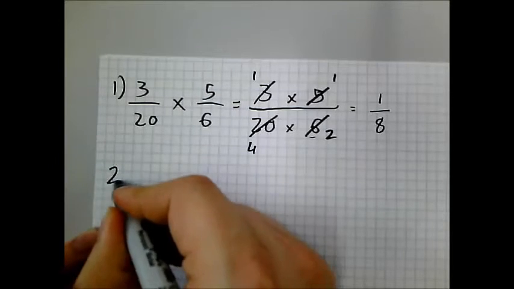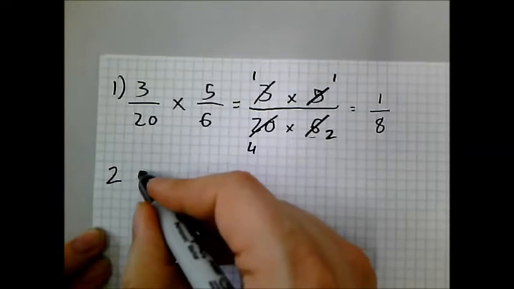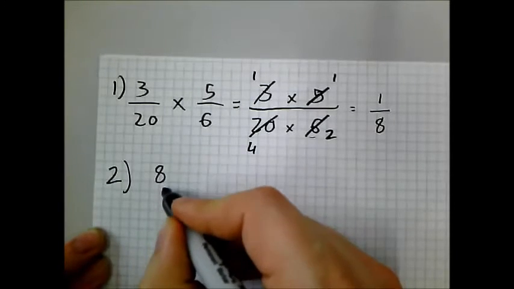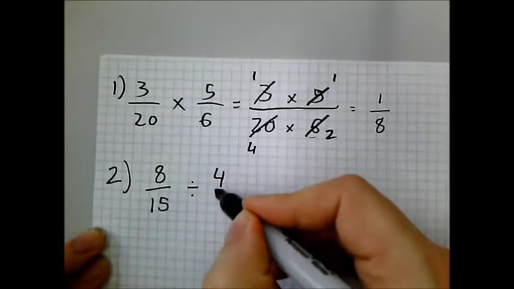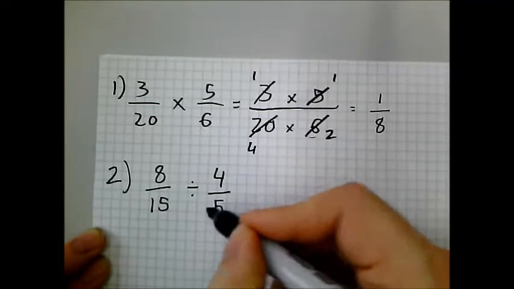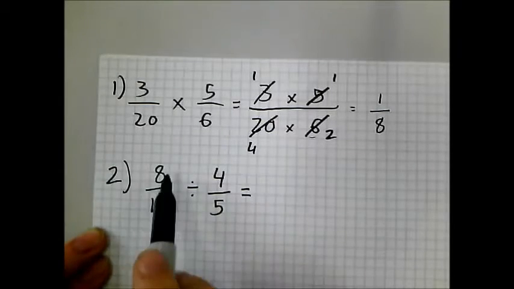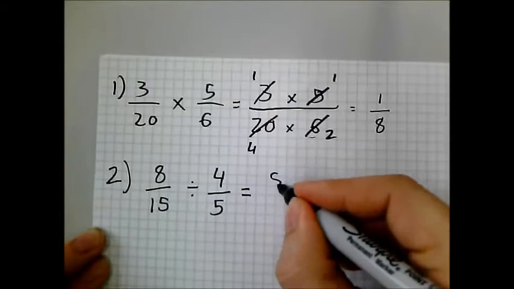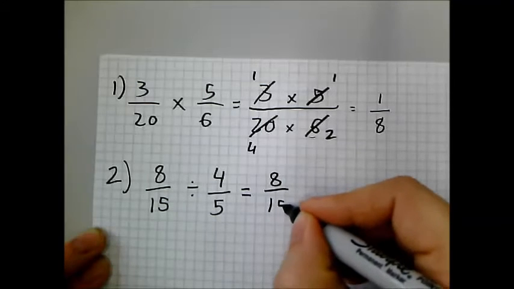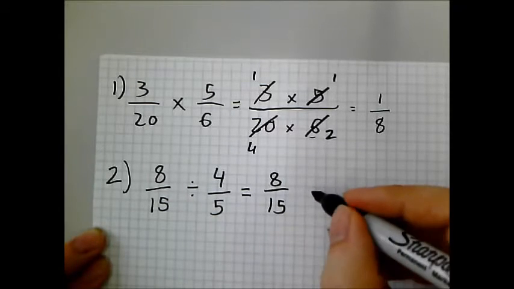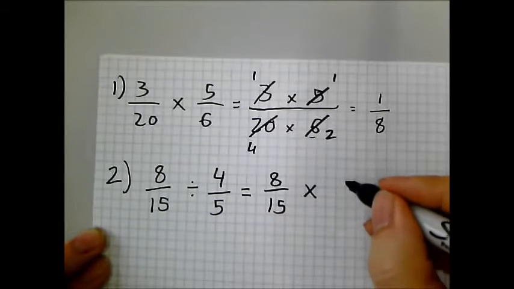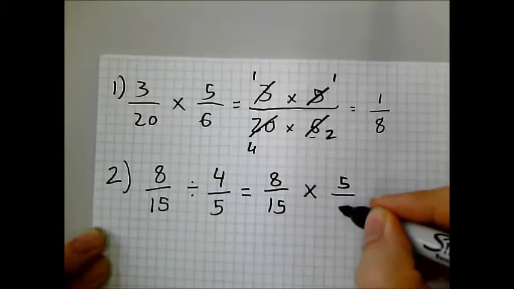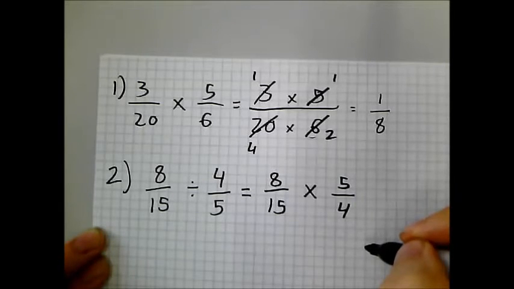Okay, for question 2, we are being asked to find 8/15 divided by 4/5. Now the technique to use here is to keep the first number the same, 8/15. We're going to change the division to multiplication and flip the 4/5 to become 5/4. I flipped this fraction upside down.